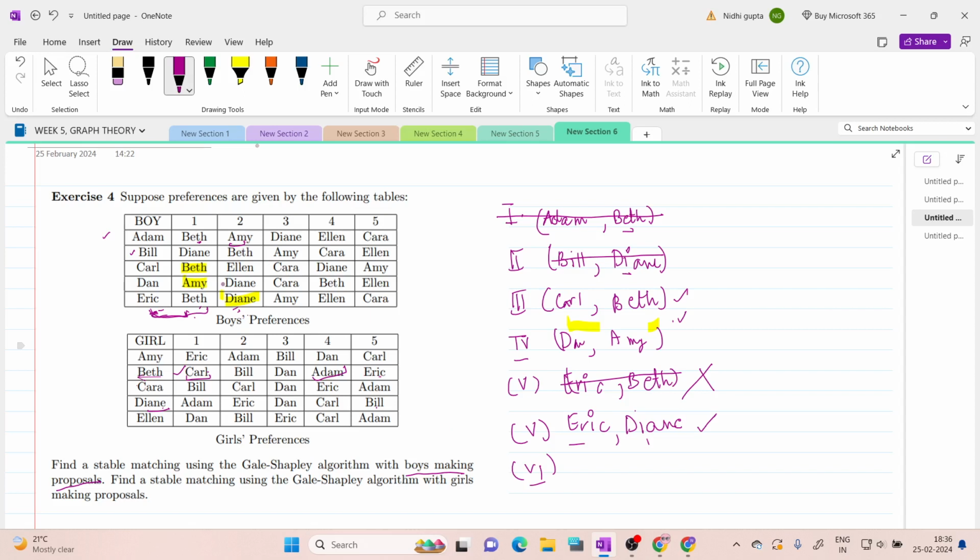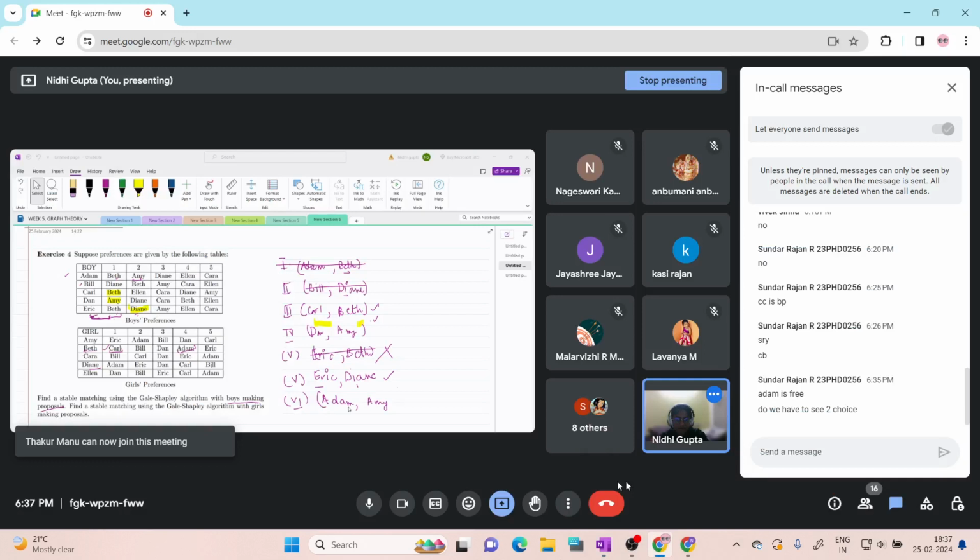So what will happen now? Can Adam and Amy be engaged? What do you think? Yes, the question is Adam is free. Now do we have to see the second choice? Yes, we have to see the second choice because the first choice we have already seen. So can Adam and Amy be engaged now?